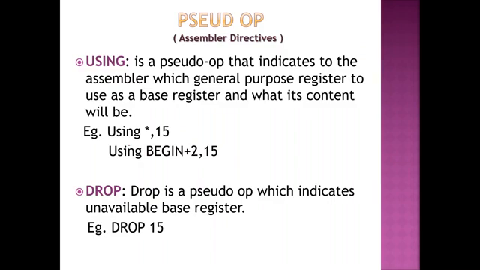Okay, the USING pseudo-op is going to tell the assembler two pieces of information. Let us start with the example: USING *,15. Here this instruction tells the assembler that 15 is going to be the base register.